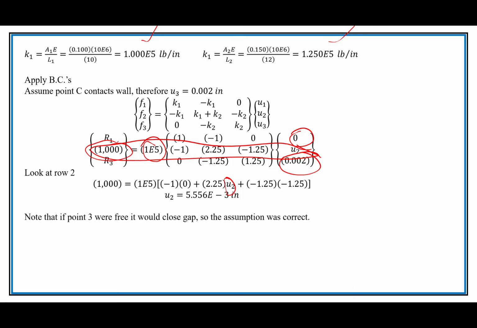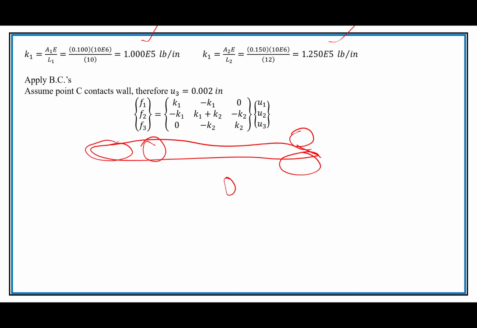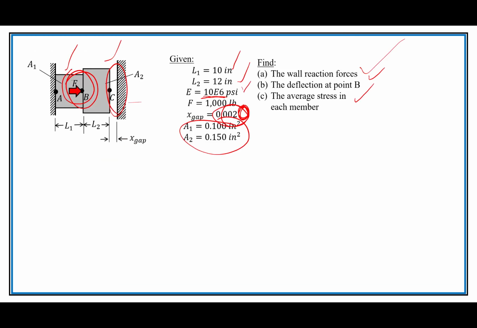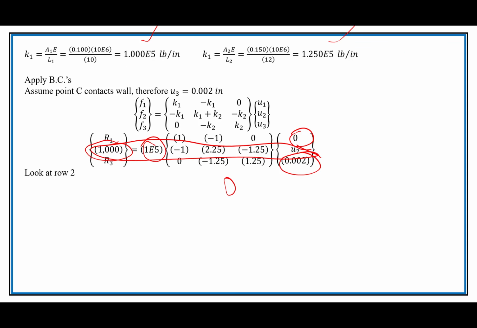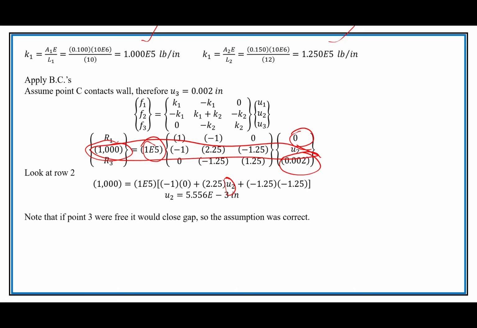And notably, that is larger than the gap was up here, right? That 0.002. We find that we got 0.005556. So yes, the gap closed. And note that if 0.3 were free, the gap would close.